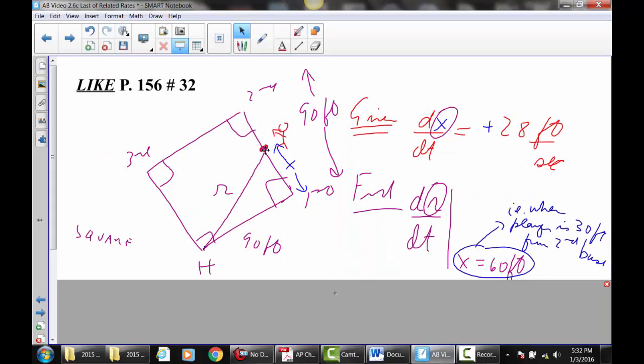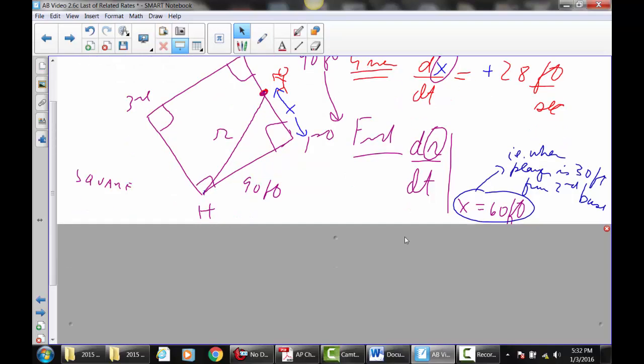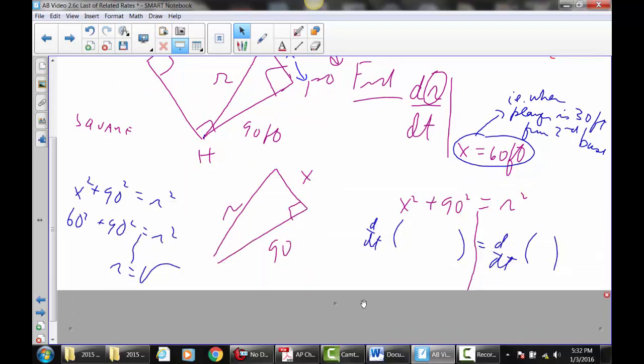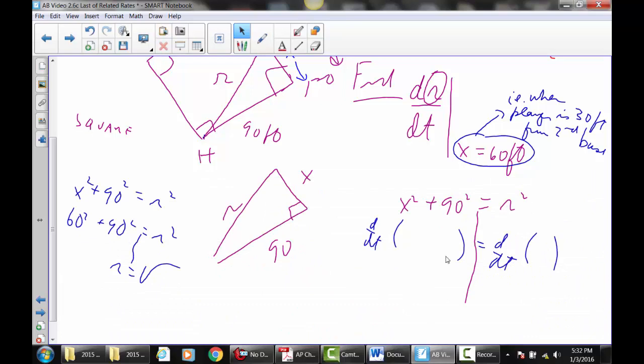Here's the distance between the player and home base. We're looking for dr/dt. In my case, it's when the player is 30 feet from second base. But keep in mind, if he's 30 feet from second base, and this is 90 feet, which a baseball diamond always is, then x is 60 feet. We now need an equation that relates x and r only. If I pull out that triangle, again, Pythagorean theorem, you know the rest, d/dt of each side. When you take the derivative, you'll have 2r dr/dt. You'll need to find out what r is when x is 60 by plugging it back in.